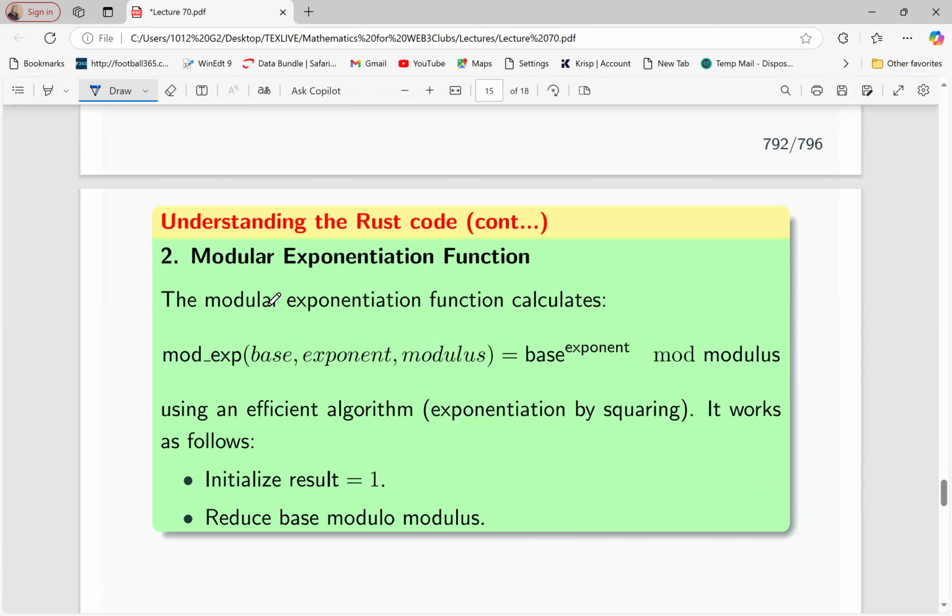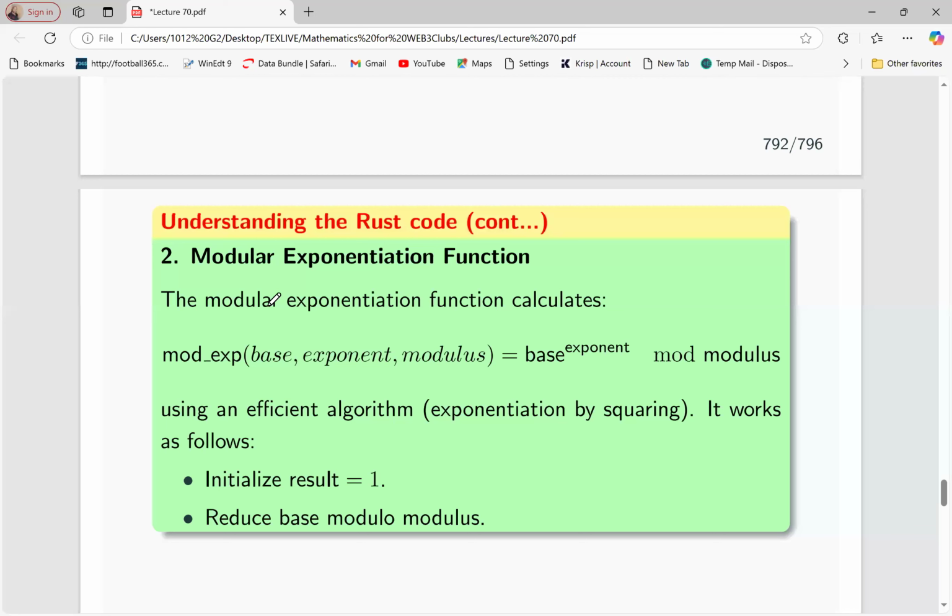Now, this part, I'm just explaining the modular exponentiation function. We had said mod exponent: base, exponent, then modulus. This is how it's written.